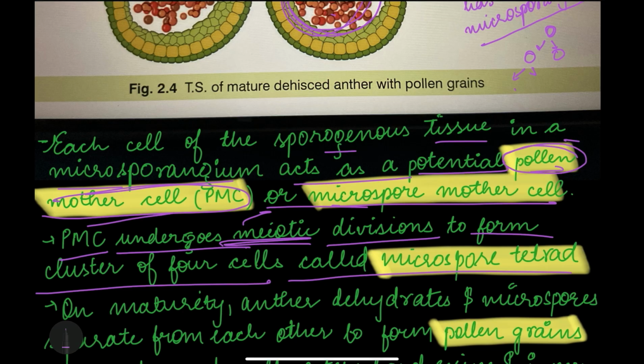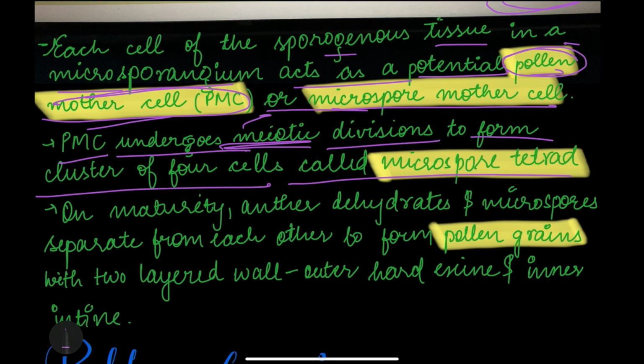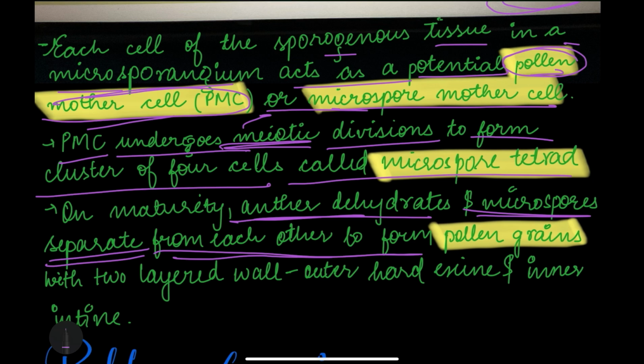These two form another two. Okay, these then combine together to form the microspore tetrad. Okay, on maturity, anther dehydrates and microspores separate from each other to form pollen grain.